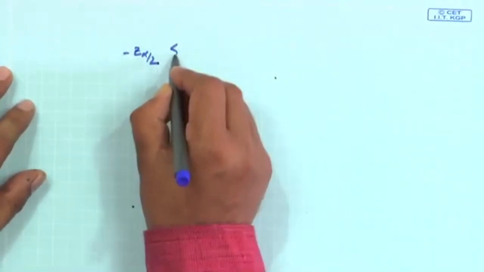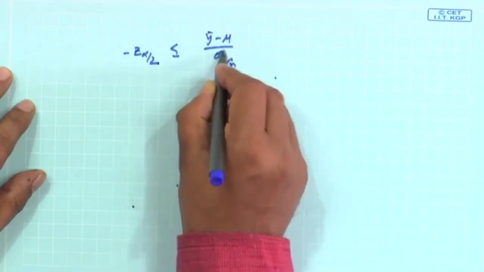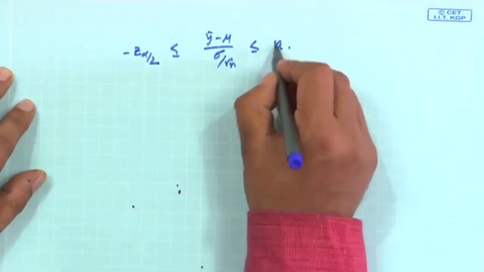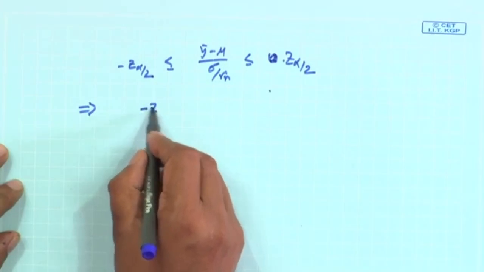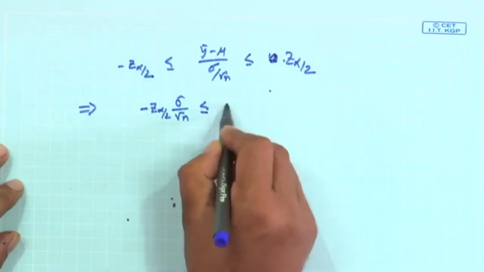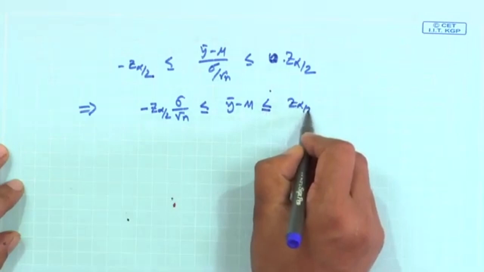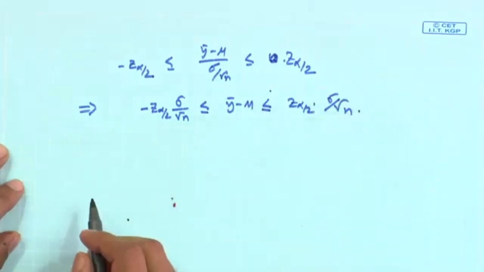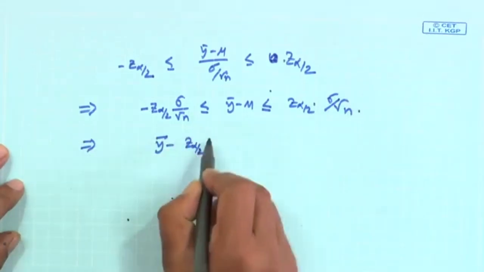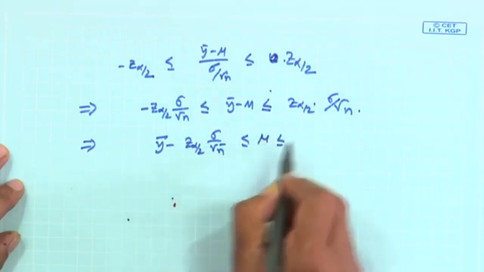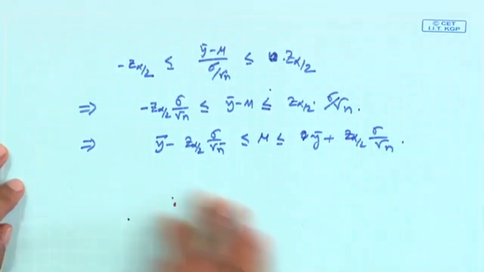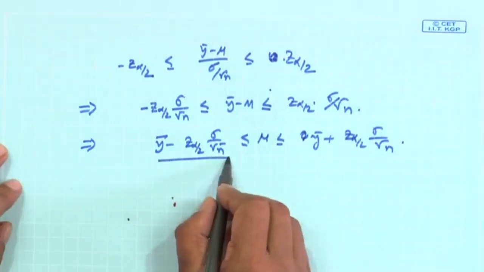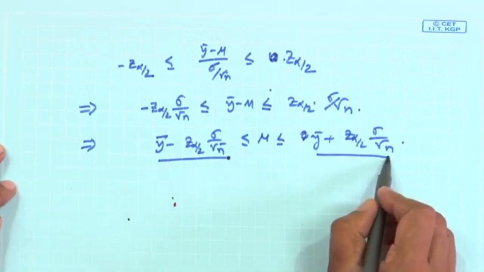So what do you write then? You write L, which is minus z alpha by 2, less than or equal to y bar minus mu by sigma by root n, less than or equal to U, and U is z alpha by 2. Now you manipulate: this will be minus z alpha by 2 sigma by root n less than or equal to y bar minus mu less than or equal to z alpha by 2 sigma by root n. If you further manipulate, you will find y bar minus z alpha by 2 sigma by root n less than or equal to mu less than or equal to y bar plus z alpha by 2 sigma by root n. So the confidence interval for mu is y bar minus this to y bar plus this. Okay.